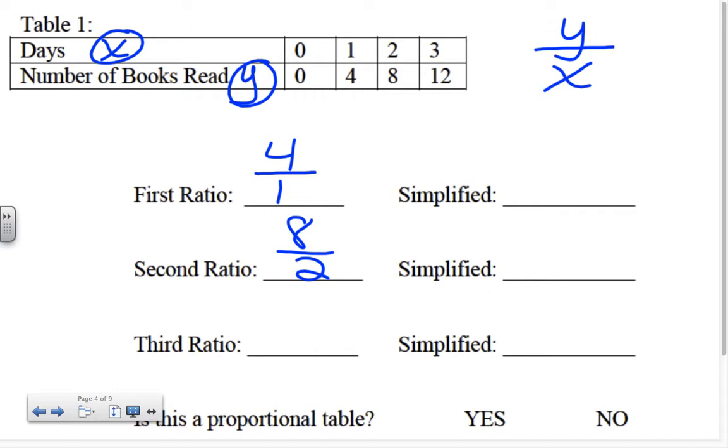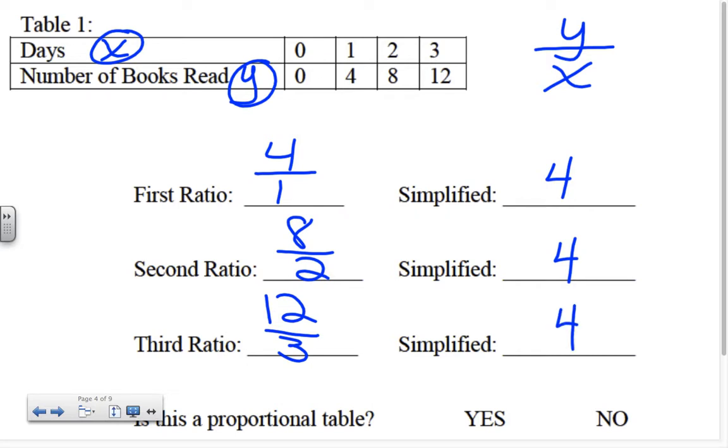All right, how about the third ratio from the table? Harrison? 12 to 3. So all of these, you guys agree, are y to x, y to x, y to x. Everyone good? Now, over here, obviously, what am I asking you to do? Simplify them all. 4 to 1, simplified is what? 4. 8 to 2, 4. 12 to 3, 4. Good.